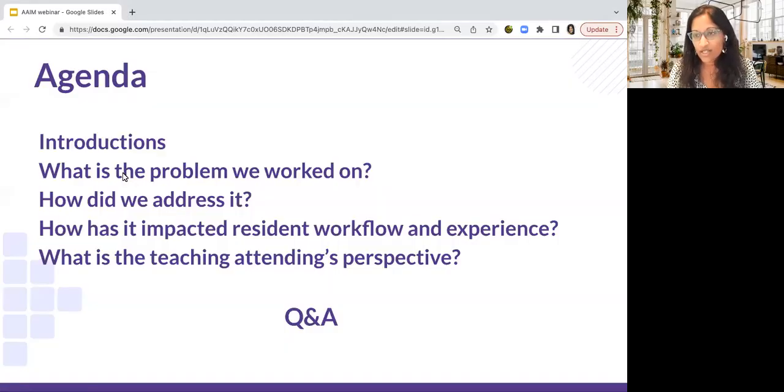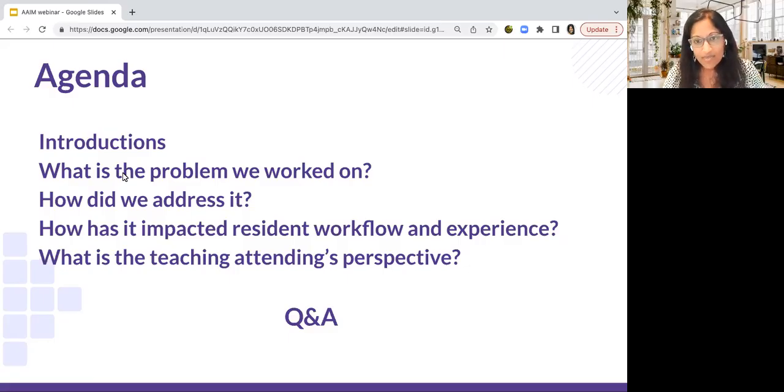Just as a quick agenda, I'll start with introductions, give everyone a chance to introduce themselves, quickly touch on the problem that we worked to address, how we addressed it, and then hand it off to my colleagues to talk about how it has impacted their workflows and their different roles taking care of patients.